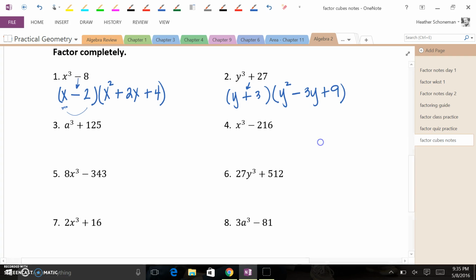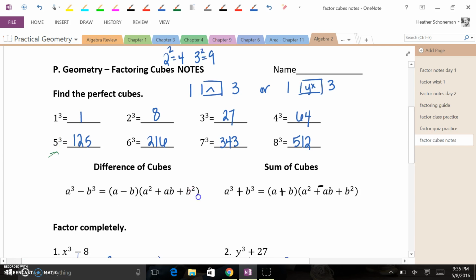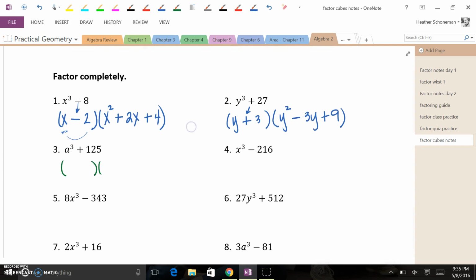Okay, let's try this again. It's a binomial. I can take the cube root of everything, and I know that because if I look on my list, oh, there's 125 right down here. Okay. The cube root of a cubed is a. This first sign is always the same. The cube root of 125 is 5. So we're just taking cube roots.